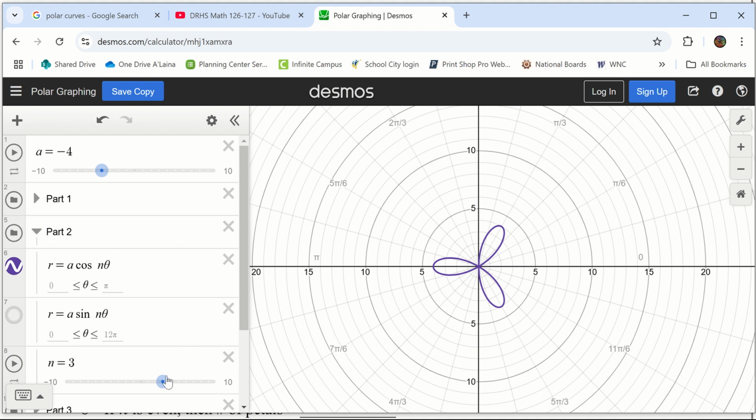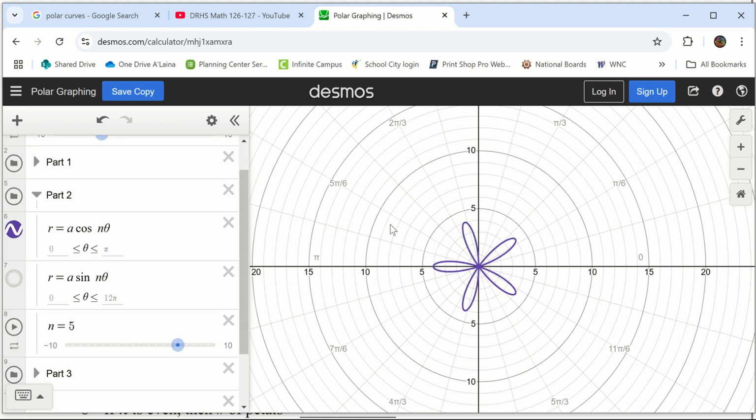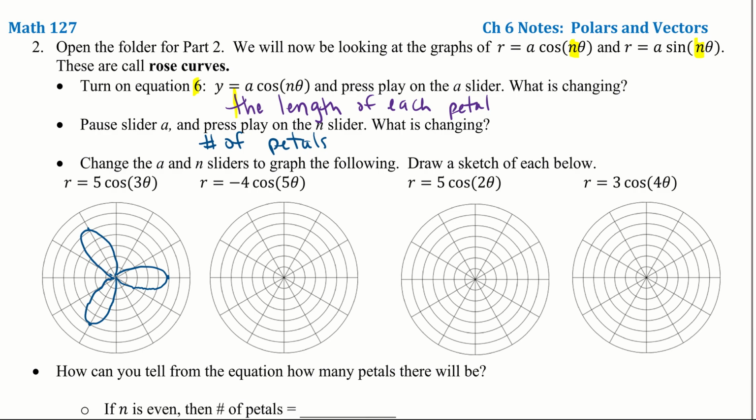My petals are 4 units long. Cosine of 5 theta, I have 5 petals. I have one along the x-axis. This time it's along the negative side. And then these ones kind of show up. All right, so let's see if I can... we're just sketching. Don't get too stressed about this. So -4.